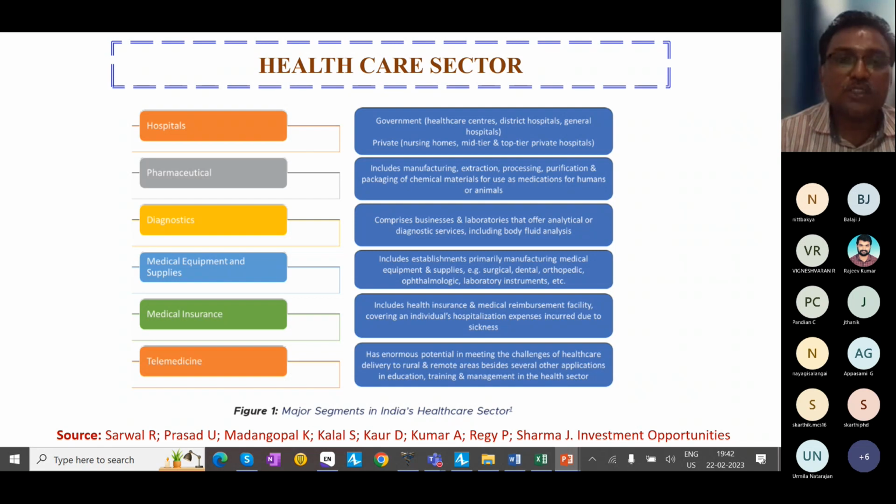And then you have diagnostics labs, where diagnostic services, that includes getting a sample, blood test, sugar test, all these are happening with diagnostics. And then you have medical equipment supplies. Medical equipment supplies include surgical, dental, ophthalmology equipment, everything. And then the payer, which means insurance, that is, health insurance and reimbursement options. And then telemedicine.